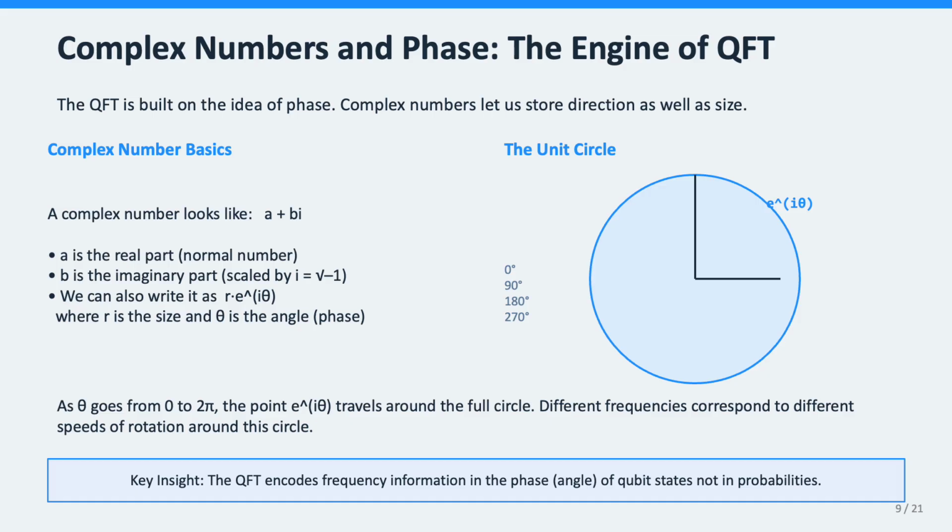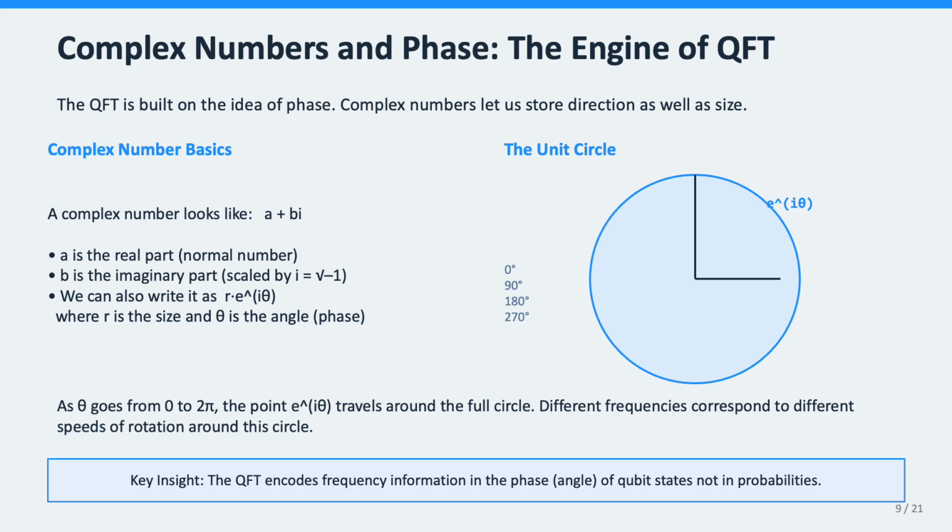Different frequencies in the QFT correspond to different speeds of travel around the circle. A low frequency means the point barely moves. A high frequency means the point spins rapidly. The QFT uses these different rotation speeds to separate out which frequencies are present in the input, just like a prism separates white light into colors based on their different wavelengths.